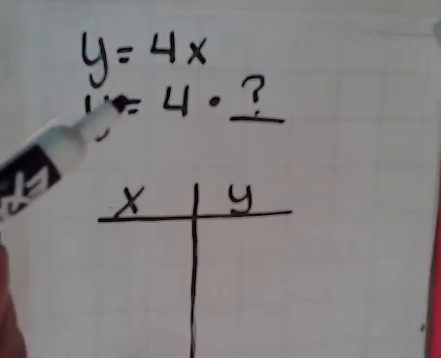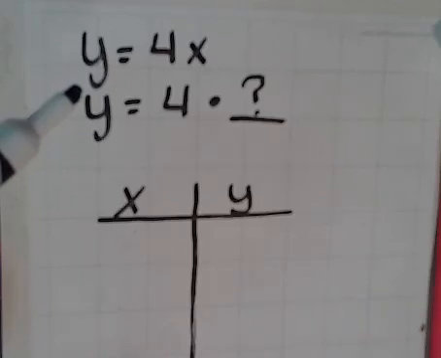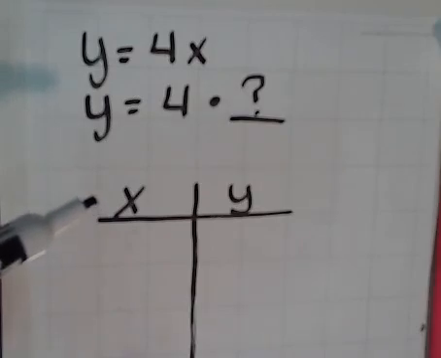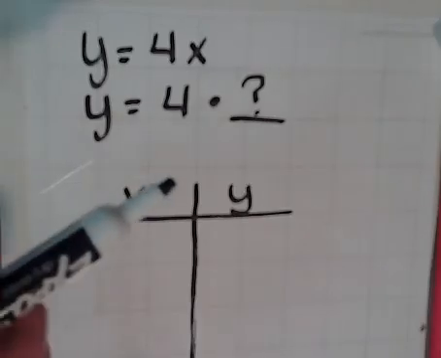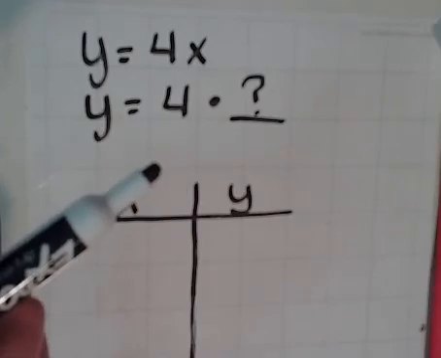Now, if we get an equation like this and we need to figure out how to plot this line, and we can use this with any linear equation, we can use substitution and identify the x and y values on a table to help us out. So in this case, we are saying y equals 4 times whatever x value is.